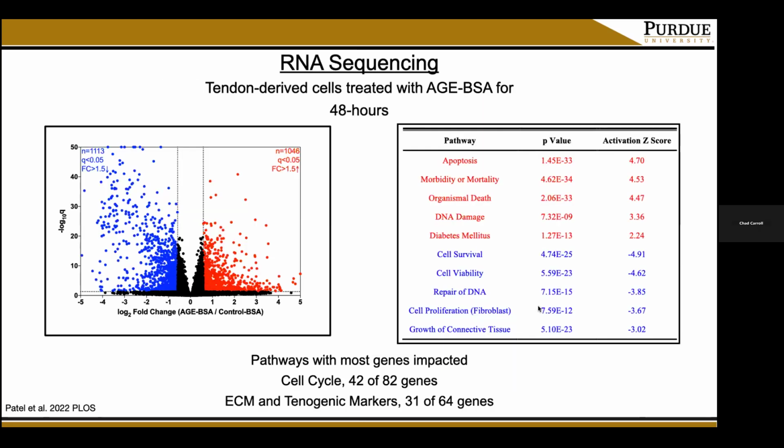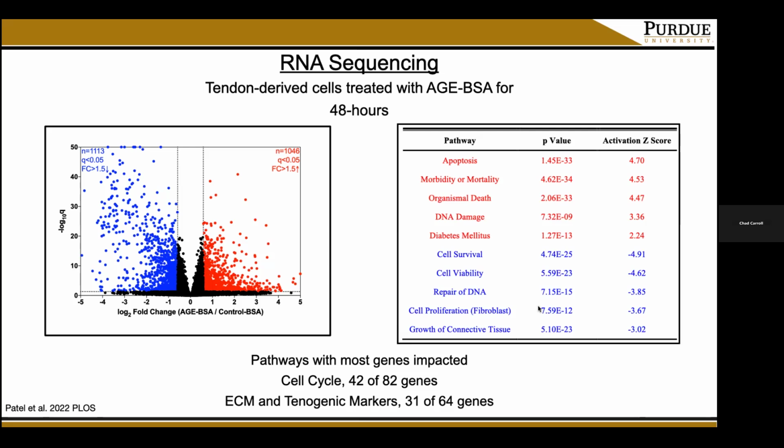So we did several experiments, and I'm not going to show you all the data because we would be here for another 20 minutes. But we did 3 or 4 different things. One was RNA sequencing. We just went for broke and looked at everything. We were actually surprised at the number of genes that were impacted. You can see from the volcano plot here, there are over 2,000 genes that were upregulated and downregulated with the AGE treatment, which we were very surprised by.